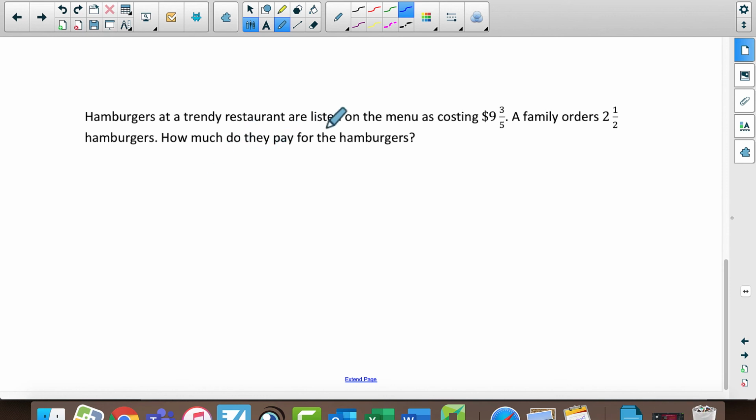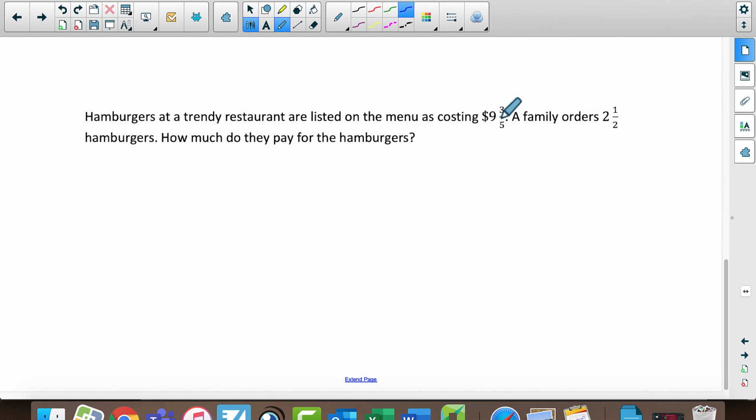Alright, one word problem here. Hamburgers at a trendy restaurant are listed on the menu as costing 9 3/5. Sometimes that happens. Instead of saying $9.60, they'll go 9 3/5. And then a family orders 2.5 hamburgers. I guess you can order half for kids or something like that. So how much do they pay for the hamburgers?